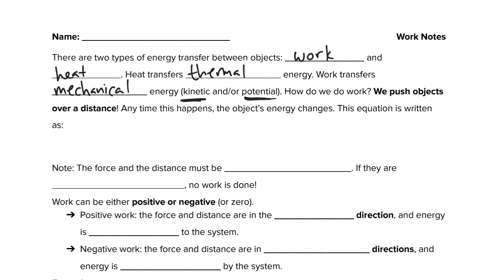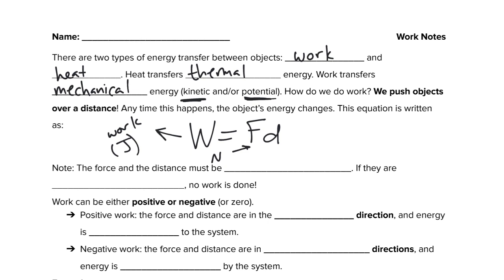Now, when that happens, it also happens over a specific distance, which is kind of a weird thing to bring into this, but it happens over a distance. So whenever you do that, the object's energy changes. And it can be written very, very simply with this equation. It is a W for work. Thank goodness for normal variables. That is work. It is measured in joules still. And it is equal to the force that is used times the distance that the object is pushed over. And force is measured in newtons, and distance is measured in meters.